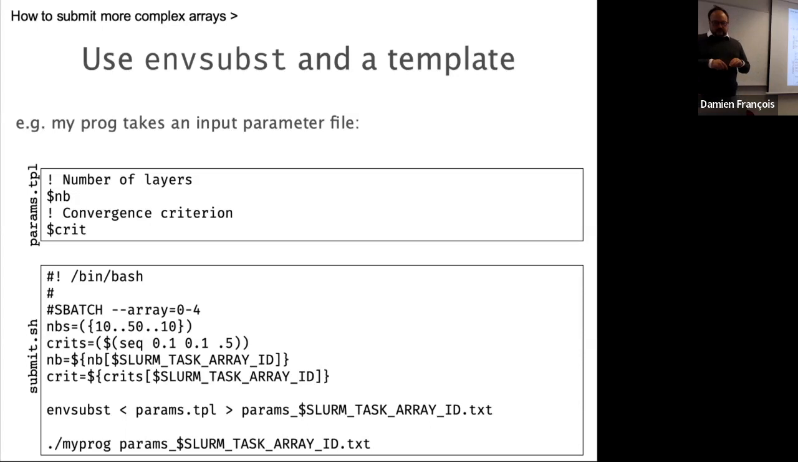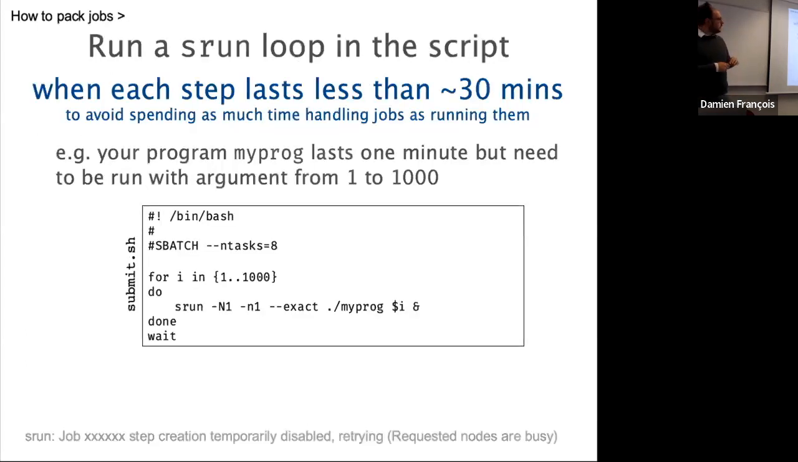I would like also to show you how to pack jobs. So here I was assuming that if you had multiple tasks, multiple things to do, you would do multiple jobs. But if the task that you have to perform is short in time, it doesn't make sense to submit 1,000 jobs running for 10 seconds each, because Slurm will have a lot of job to do just scheduling all those jobs. So if they all fit into one job, you can pack them.